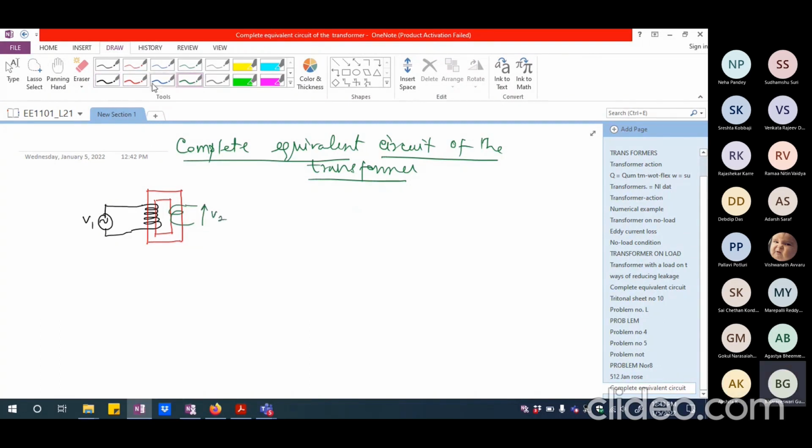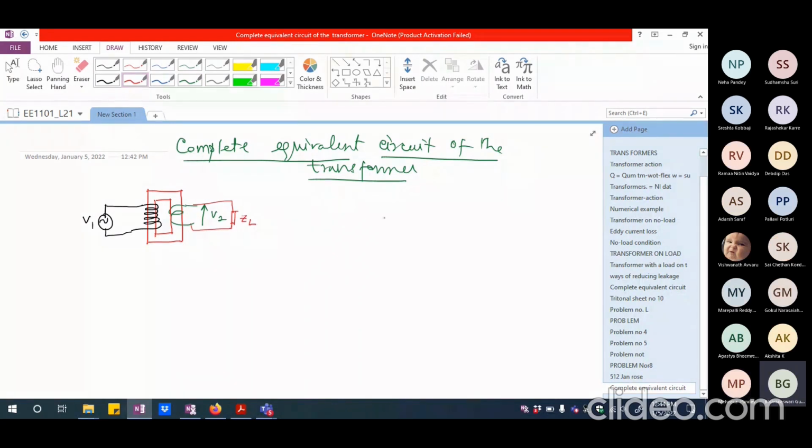Okay. And in all probability, I would like to connect a load here, because I will not have a transformer just for the heck of it. I would like to supply some load. So obviously, I'm going to connect a load on the other side. So this is my load. Let me call this some ZL, the load impedance. It can be resistive, it can be inductive, it can be resistive and inductive together. So this is the load impedance of the transformer.